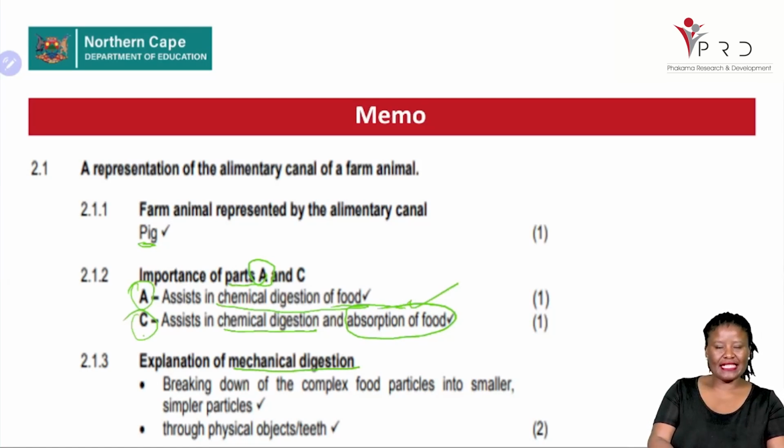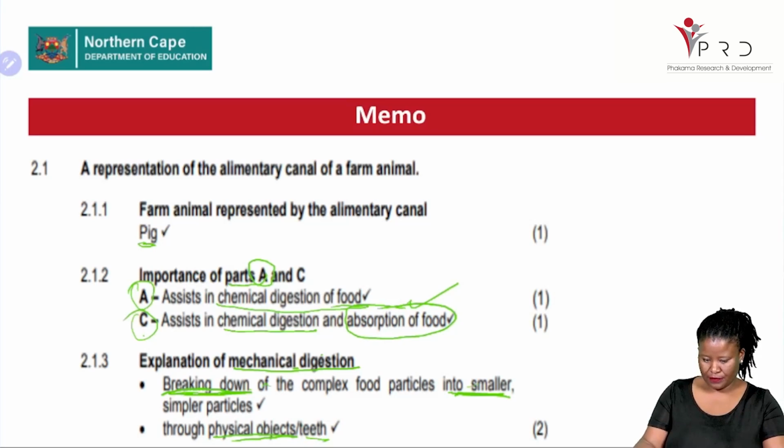Explanation of mechanical digestion. What do you mean by this mechanical digestion? The key words that you need not forget are that during mechanical digestion, it is the breaking down. It's the food that is broken down. So it is the breaking down of complex food particles. How is it broken down? It is broken down into smaller particles through physical objects. Or you can say it is the breaking down of food particles into smaller particles by teeth or by physical objects.